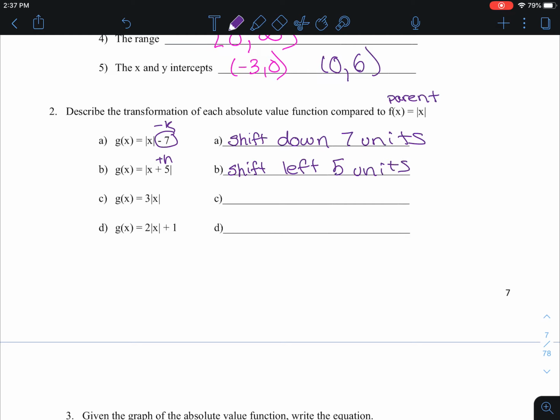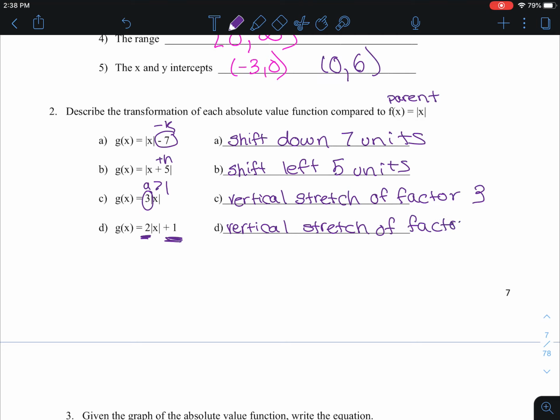Okay. Here we're multiplying by a, and a is greater than 1. So this is a vertical stretch by a factor of 3. And here we have two things going on. We have a vertical stretch by a factor of 2, and a translation, shift up 1 unit.